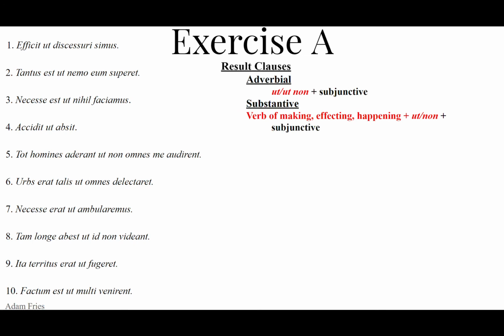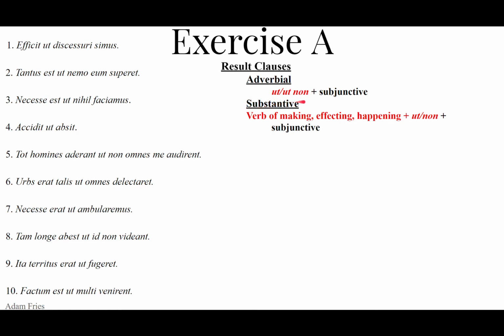Adverbial result clauses are introduced by ut for the positive, ut non for the negative. They take the subjunctive. They show the result or the consequence of an action, which is one, why they are adverbial, and two, why they are also known as consecutive clauses, because they are consequence clauses. They show the result or consequence of an action.